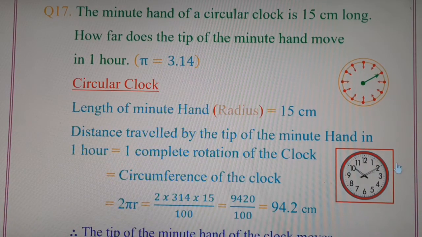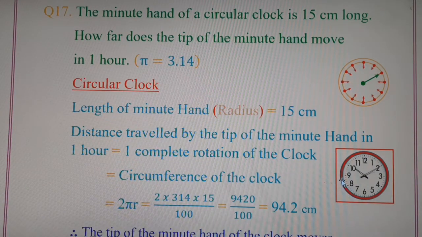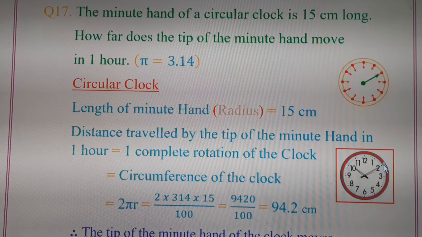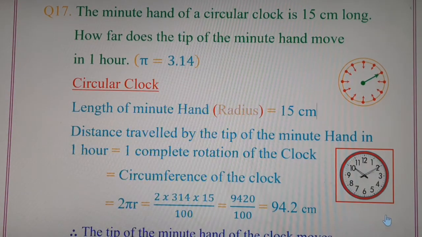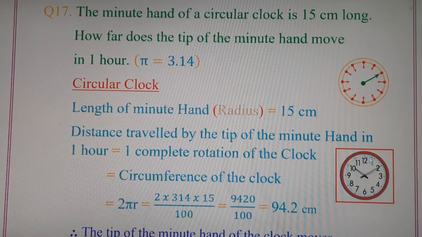So in 1 hour, the tip of the minute hand is moving around the boundary of the clock and then returning back to its original position. The tip means the outermost point of the needle. That point is traveling along the boundary of the clock. So in 1 hour, the tip of the minute hand is traveling around the boundary of the clock. That means it is traveling along the perimeter, along the circumference of the clock. That means we have to calculate the distance of the boundary, or we can say we have to calculate the circumference of the clock.